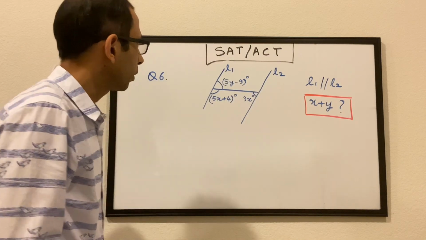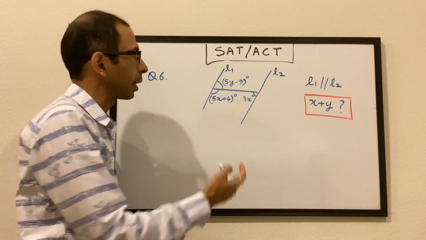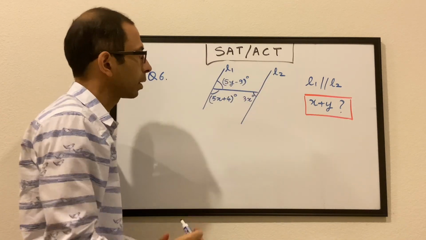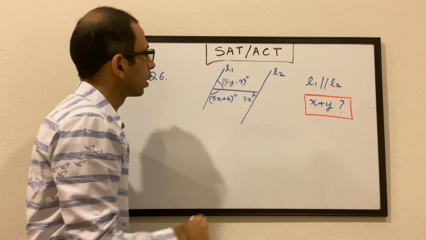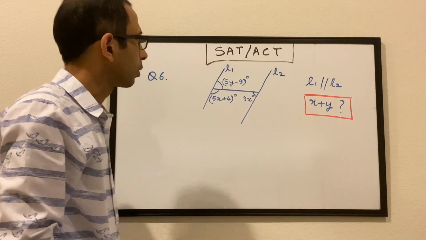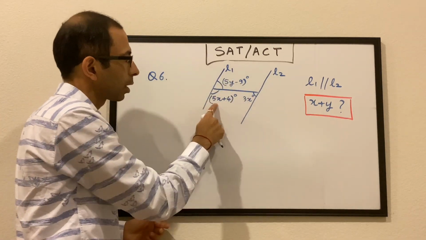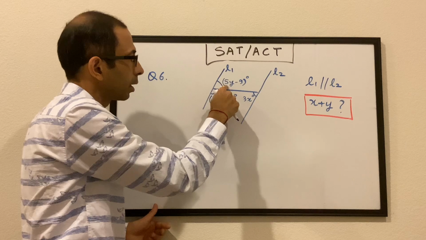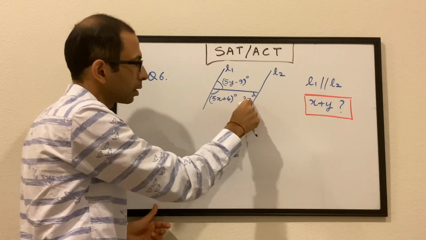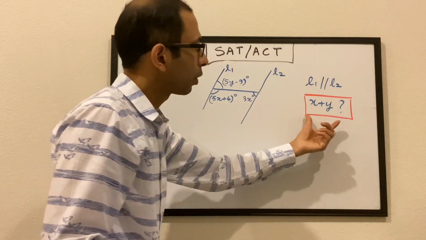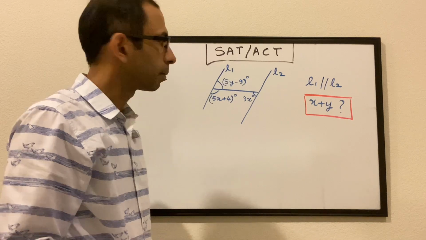Our last question here. So we have two parallel lines, L1 and L2, right? These two lines are parallel. L1 is parallel to L2. And there are some angles as they are given here. This angle here is 5x plus 4 degrees. This angle here is 5y minus 9 degrees. Then this angle is 3x degrees. And we have to find the value of x plus y.